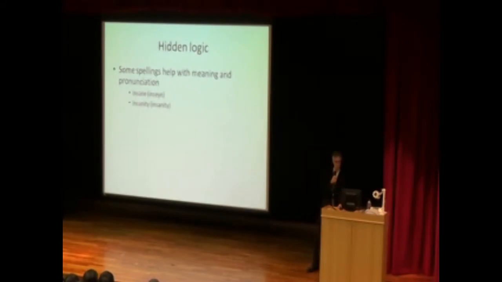I'll give you some other examples. Column has a silent N on the end. You say, why is there this N there? It doesn't help us at all, does it? But then, if you look at columnist, the N is actually helping us when we change the inflection here.